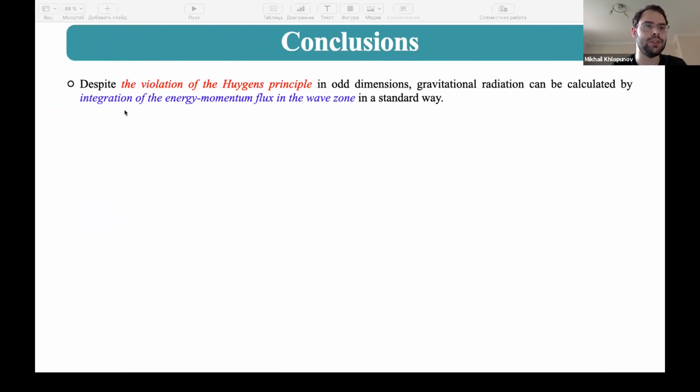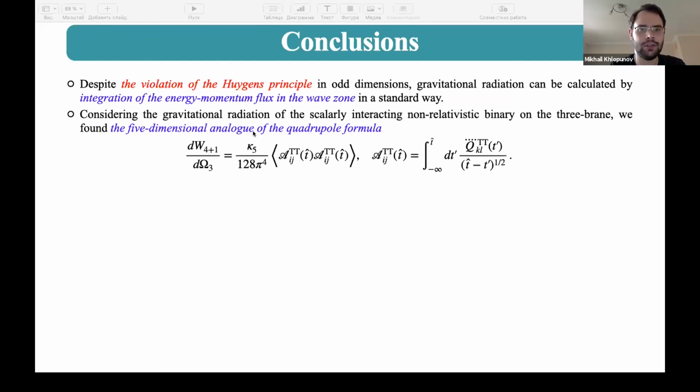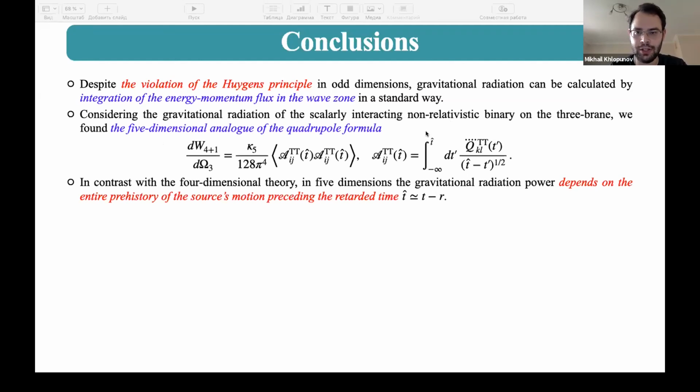So here are my conclusions. Despite the violation of the Huygens principle in odd dimensions, the gravitational radiation can be calculated in the standard manner by the integration of the energy momentum flux in the wave zone. Considering the gravitational radiation of the scalarly interacting non-relativistic binary on the free brane, we obtain the 5-dimensional analog of the famous quadrupole formula, which in our case depends on the fourth derivative of the quadrupole moment, and also depends on the entire history of the binary motion preceding the retarded moment of proper time, which is a crucial difference from the 4-dimensional case.